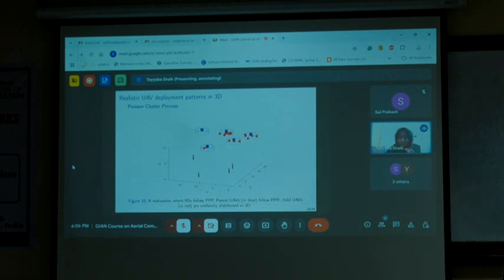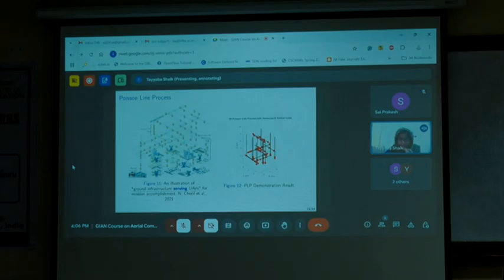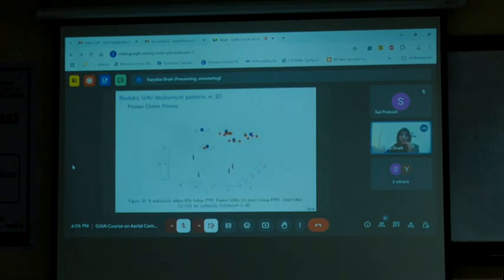Many different kinds of models are in use in the literature. Few among them we have mentioned here. One is a Poisson cluster process, and the other is a Poisson line process. We'll start with what a Poisson cluster process is. Suppose that there is a collection of base stations trying to serve the UAVs present in the air, and even before that, let me formally introduce what a Poisson cluster process is.